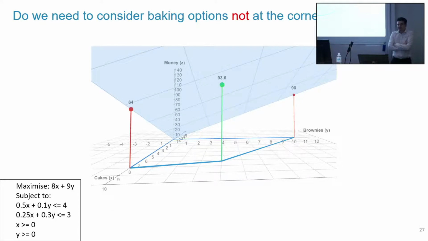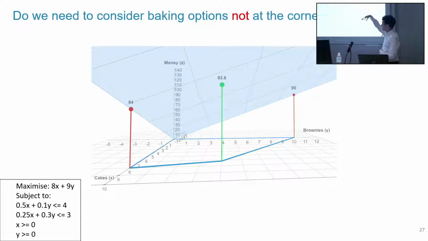Okay, so do we even care about baking options anywhere that's not a corner? If I just started in the middle, why would you stop baking? If I started in the middle and I had spare flour and spare sugar, you would just keep going until you ran out of one of the ingredients. So I don't actually need to care about any of the interior points if my objective is linear, because I know I can always move in one direction, consume more ingredients, and make more money in the process.